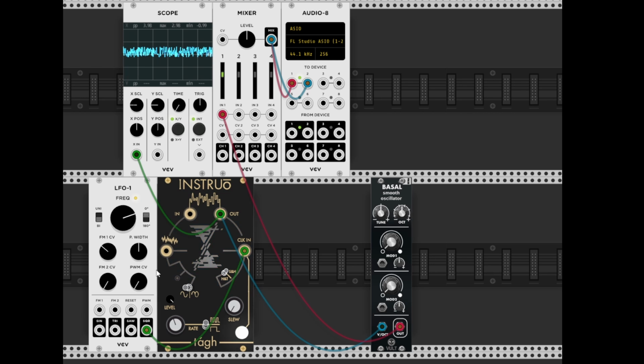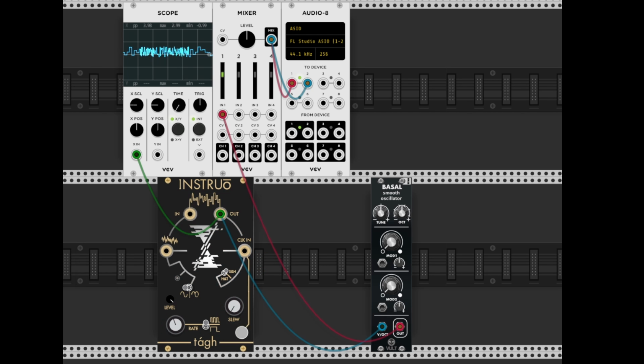Let me go back and use the internal clock again. I can change the polarity, meaning I can make the module produce only positive voltages by switching from sine to half sine here. Now you see only positive voltages. Let me switch back.